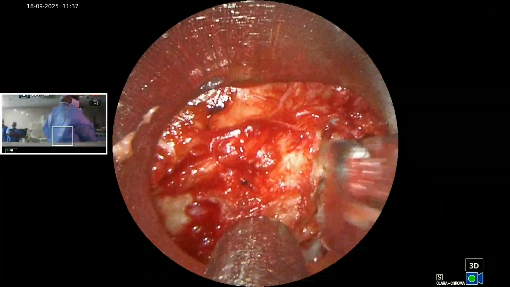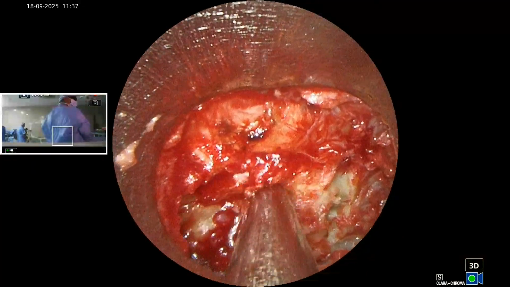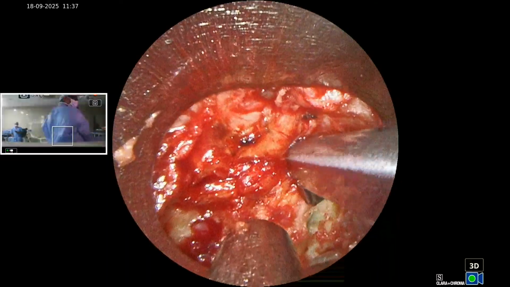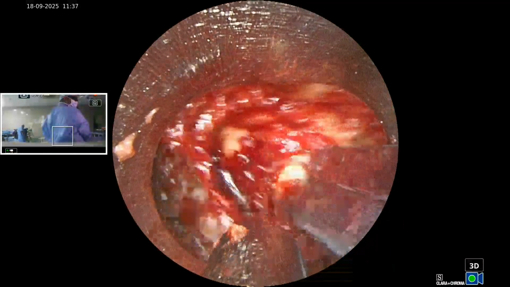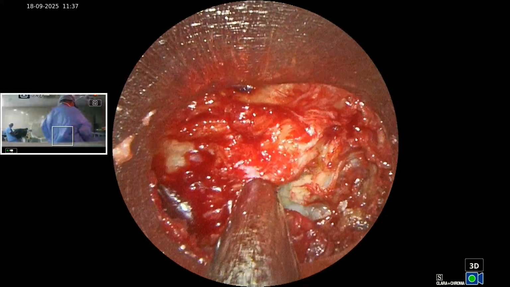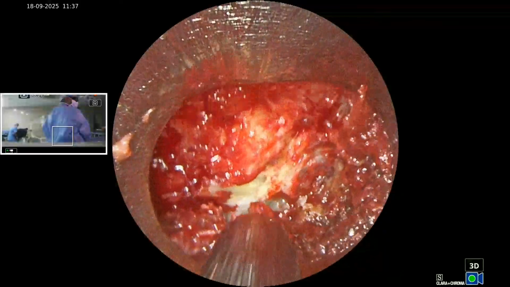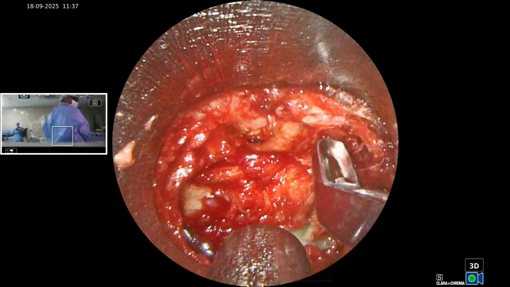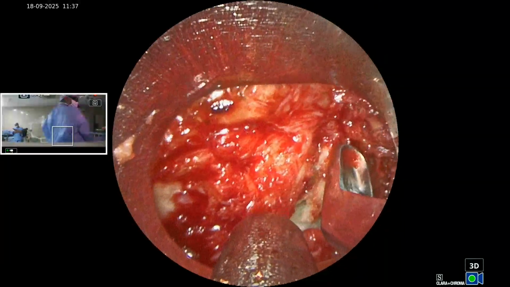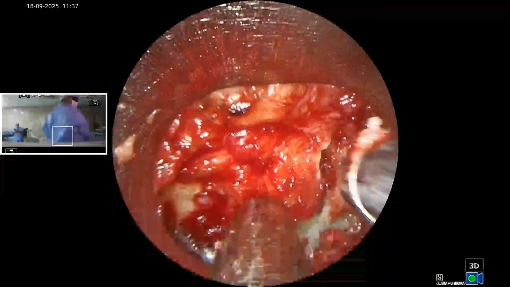56 years lady complaints of severe left more than the right radicular pain for last 7 years, intermittent claudication. Walking distance is almost homebound, not able to stand beyond 5 to 6 minutes, for last 7 years. Severe lumbar canal stenosis at multiple levels. So we plan to start with the L4-L5.